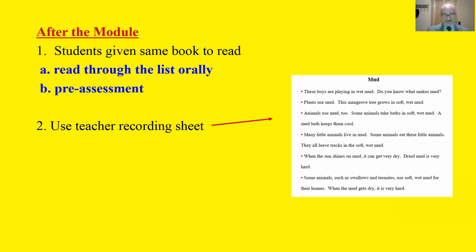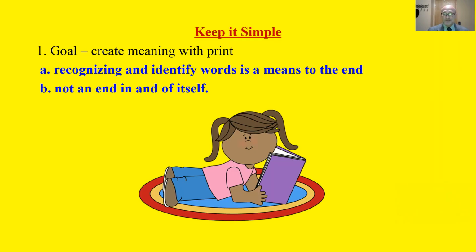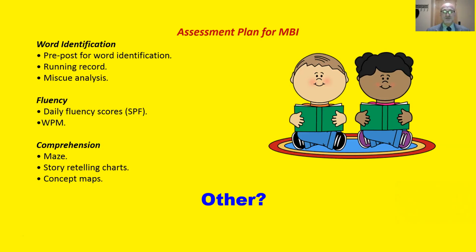After the module, same book to read. All right, same as the pre-assessment. And you can print off another one of these recording sheets, or you can record right on top of the one you used for the pre-module assessment. And again, record the results on the bottom. And if you want to add your observations or notes, that's always a good thing. Keep it simple. Remember, for assessment, the goal is creating meaning with print. Recognizing and identifying words is important, but it's a means to an end, not an end in and of itself. Creating meaning is the end.